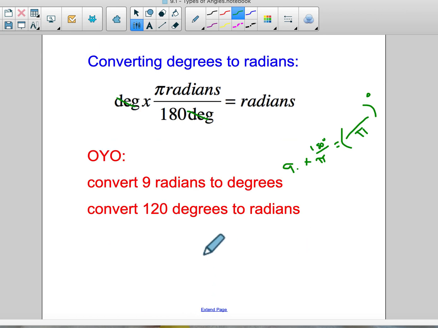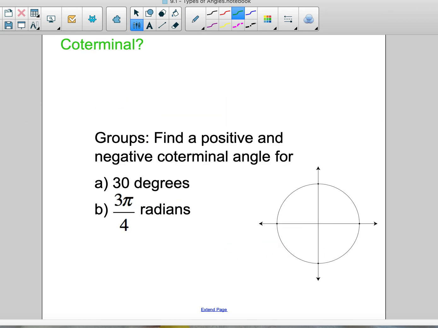For 120 degrees to radians, you'd say, all right, I'm just going to multiply that by pi radians over 180 degrees. The degrees would cancel, and you get 120 over 180, which is basically 2/3. So this would be 2 pi over 3 radians. And with radians, you don't have to label. You can actually just keep it the way it is. You can put RAD, though, if you want.